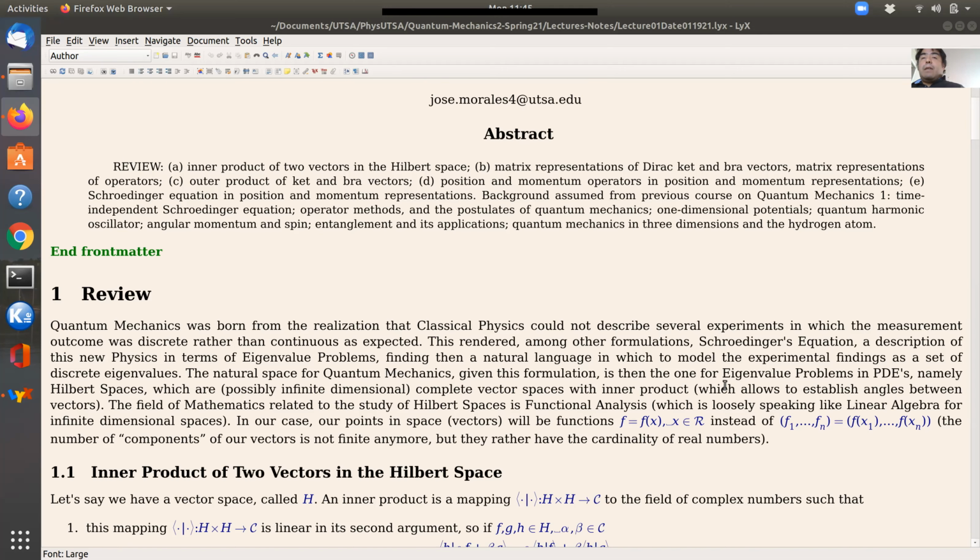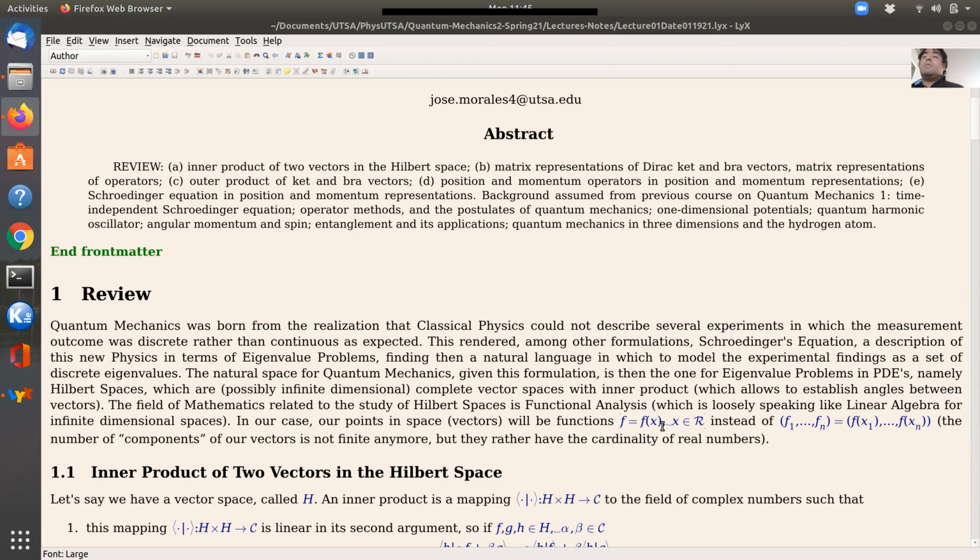The field of mathematics related to the study of Hilbert spaces is functional analysis. Loosely speaking, it is some sort of linear algebra for infinite dimensional spaces. I'm trying to make an analogy or a connection with something that you already know. In our case, the points in the space, which we will be calling vectors, are functions instead of components. Before, you might be familiar with linear algebra, which has vectors with n components, discrete. The difference is that now somehow the index is continuous.